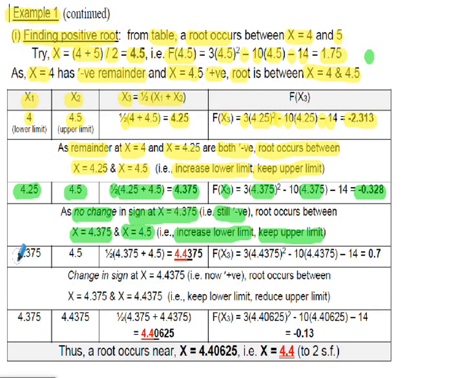So for our third iteration, we're looking at the interval 4.375 to 4.5. Again, we just simply repeat the process. We've got a half multiplied by the 4.375 plus 4.5. So our x3 value we're going to use is 4.4375. So again, putting the value of x3 into our functional notation equation, we simply replace the x value with the 4.4375 and evaluate. This time we get a value of positive 0.7. So now we've got a change in the remainder. So there's a change in sign at x is equal to 4.4375. It's now a positive remainder from our calculation.